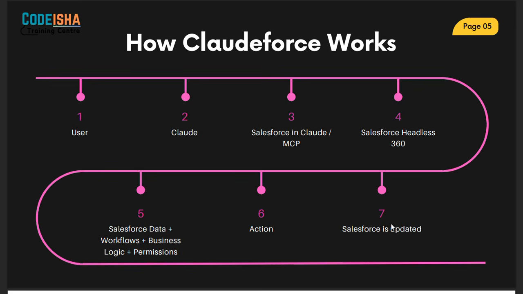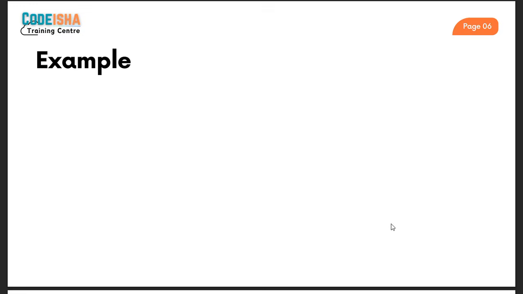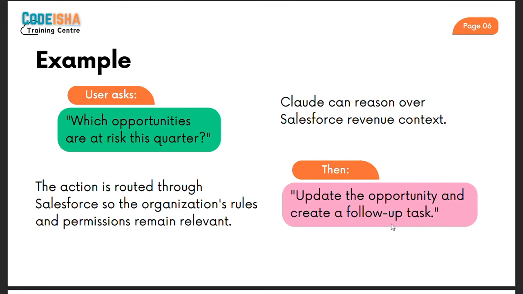Okay, so let's take one use case as an example. For example, a user asks which opportunities are at risk this quarter. So Claude can reason over the Salesforce revenue context, and the action is routed through Salesforce.